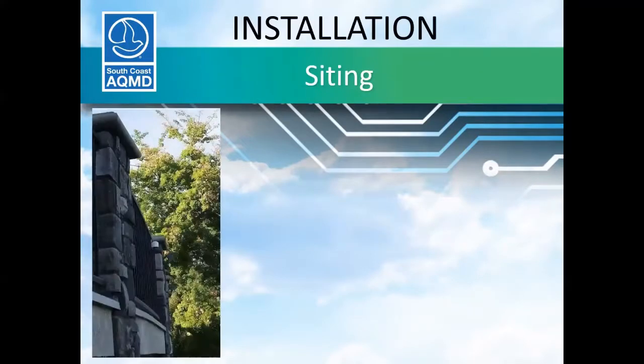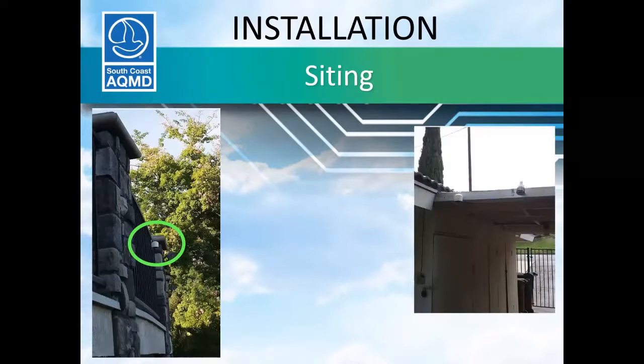With regards to siting, we look for a location that is a good spot for taking an air quality measurement. This sensor here is installed on a deck, and there's a wrought iron fence on the top of that deck, and it's zip tied to that fence. So it has a good, accessible 180 degrees looking out. Here's another example where it's mounted on an eave of a home. And there's the sensor right there.